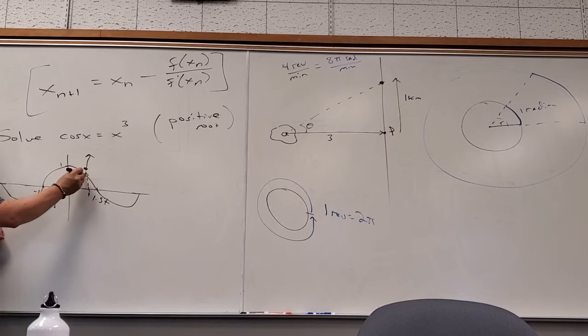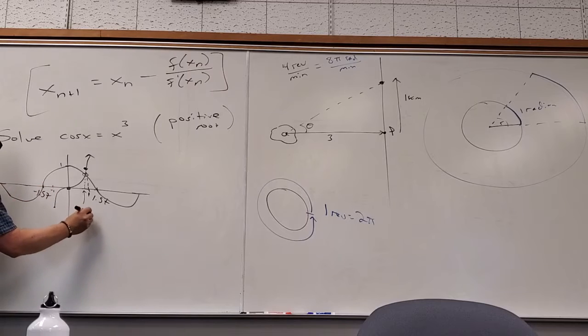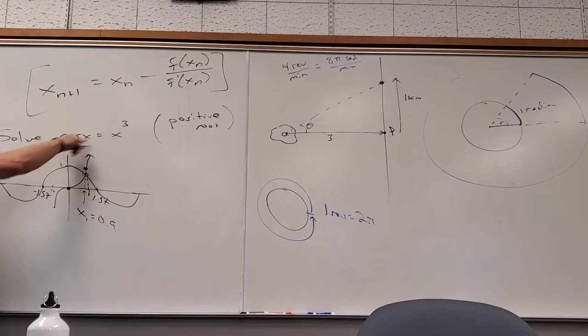So what would be a good first guess? 0.9. 0.9, I love it. So we can say x1 equals 0.9. So when I give you this problem on a test, everybody could have a different first guess, just based on how good your sketch was and so forth, and how much you remember what these things look like. But good first guess. That's how.